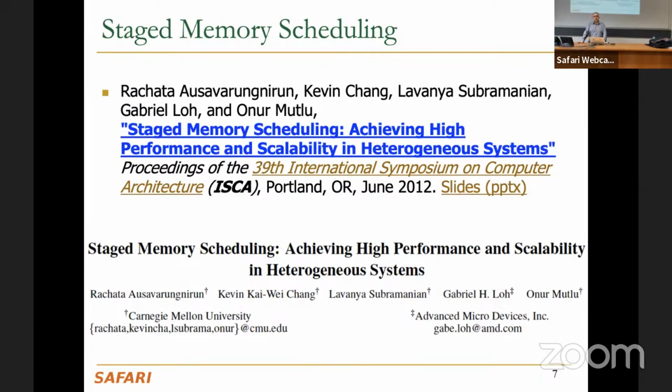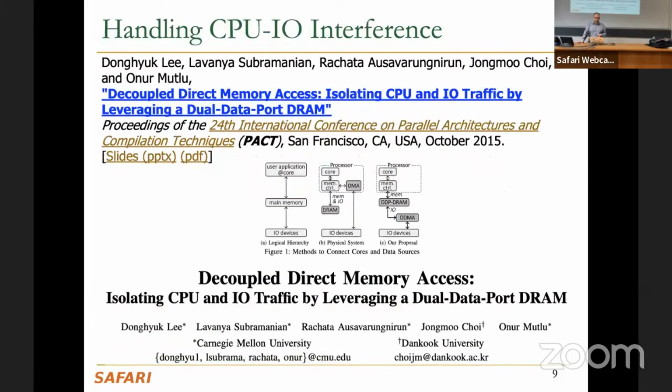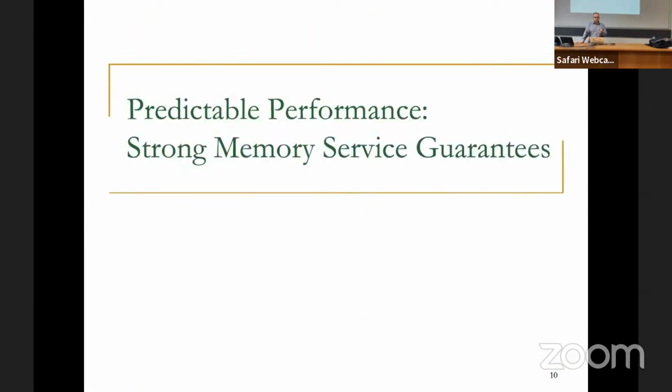But for CPU, applications are quite latency sensitive most of the time. So dealing with these two is quite challenging, and this work actually looks into it. We have done also more work in this area. This work you can also take a look at. Also about other topics like handling CPU and IO interference, like decoupled direct memory access, where we isolate CPU and IO traffic by leveraging a dual data port DRAM. As I said, I'm not gonna go into detail of this.